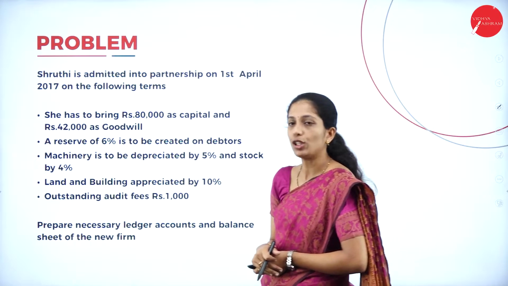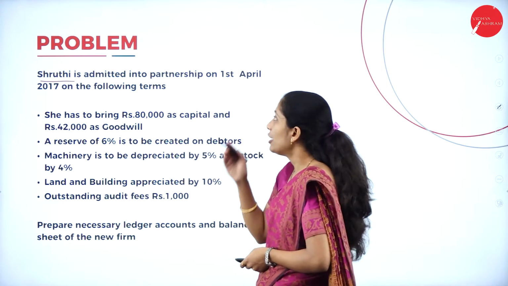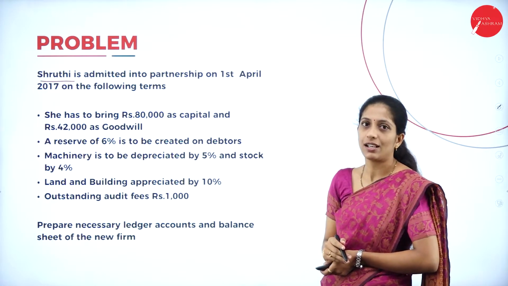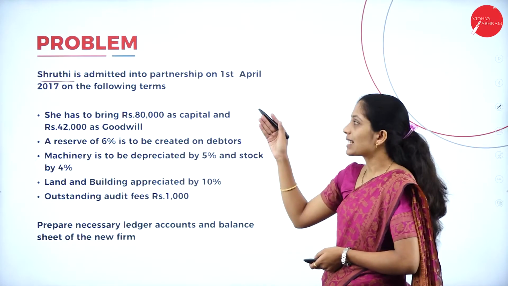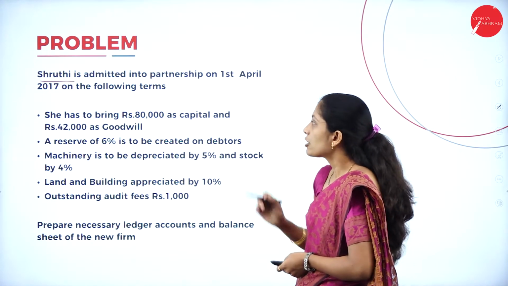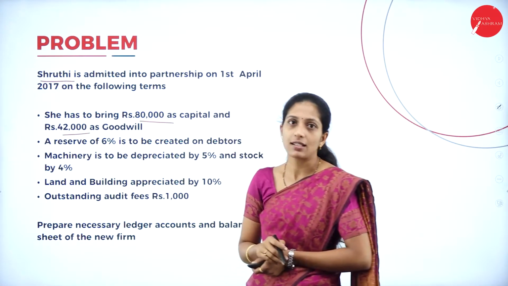Shruti is admitted into partnership. Now, who is the new partner here? Shruti is the new partner. She is admitted into partnership on 1st April 2017 on the following terms. Let us see what are the conditions on which the new partner has been admitted. She has to bring 80,000 as capital and 42,000 as goodwill.